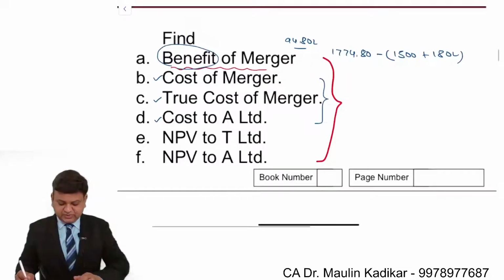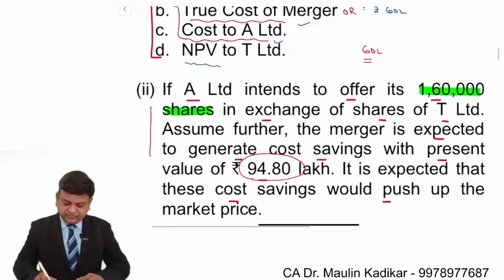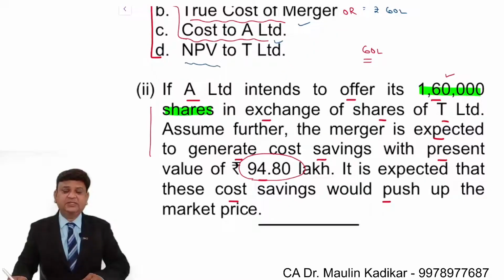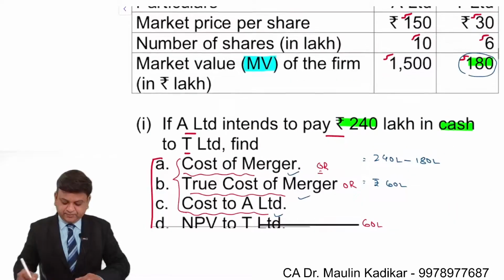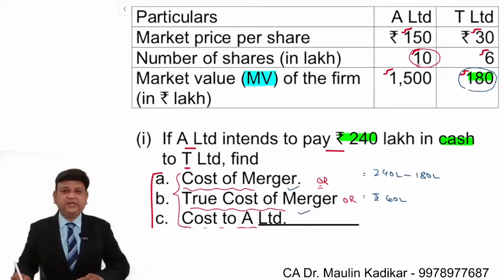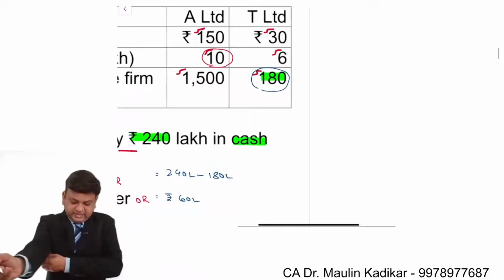Please do not write anything, let me explain to you. We have been provided with information that 1,60,000 shares are issued by the acquiring company for acquisition of the target company. Number of equity shares of the acquiring company is right now 10 lakhs. So we can say something like this.